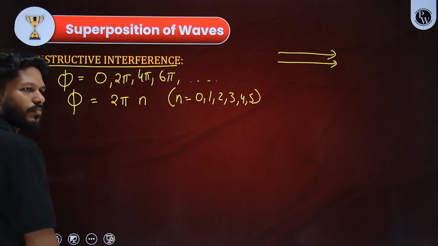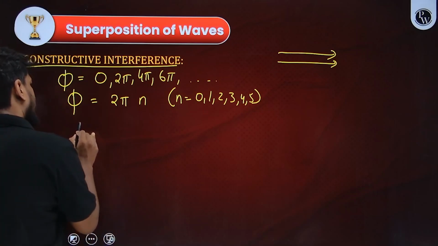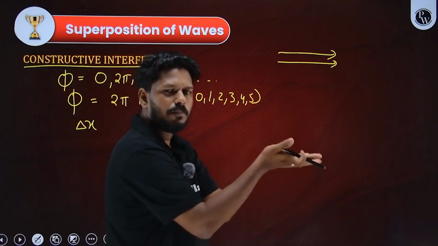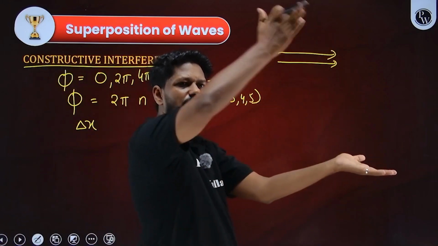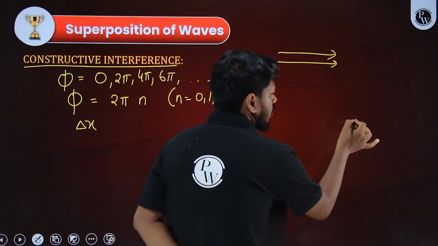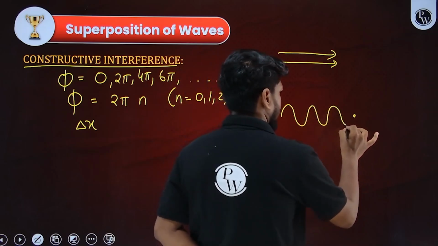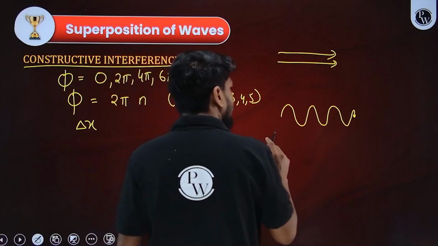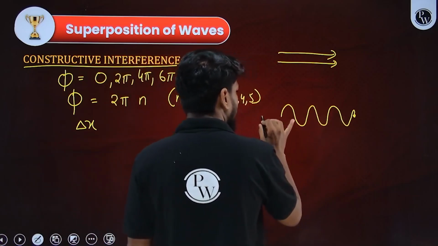Okay. In order to get the path difference, delta x, what should be the path difference? See, if the phase difference is 0, the path difference is 0. If one wave is here and another wave is 1 revolution ahead, what does it mean? In order to meet at one point, one wave is traveling like this and another wave is 1 revolution ahead, right? So it might have started 1 revolution ahead itself.